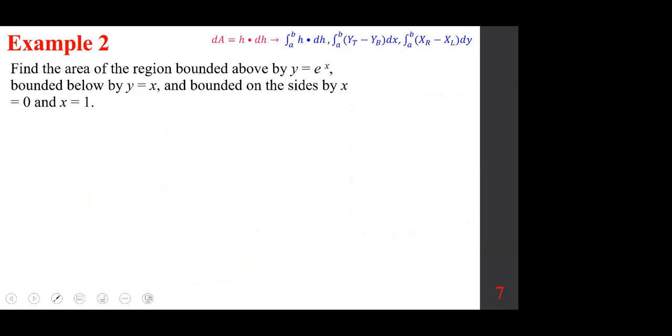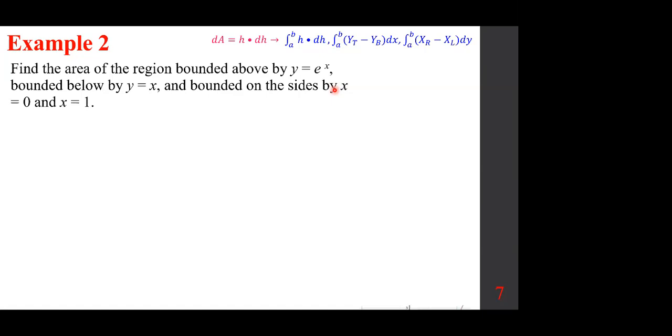We want to find the area of the region which is bounded by this function, y equals e to the power of x. By the way, I'm assuming everybody can graph every elementary function. Okay, so it's an exponential function. And it's bounded by y equals x, and x equals 0, and x equals 1. Okay, so that is not a problem, everybody. So first and foremost, we have to do the graph.